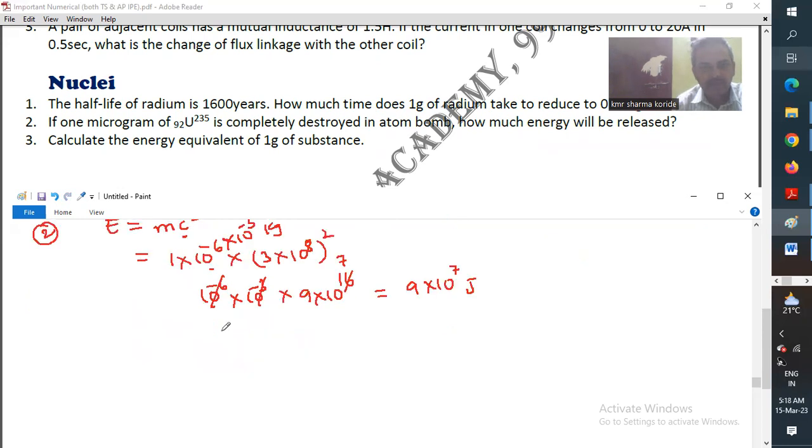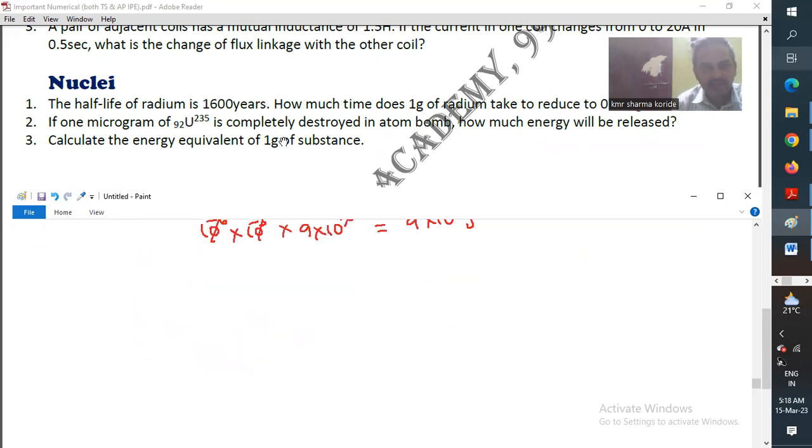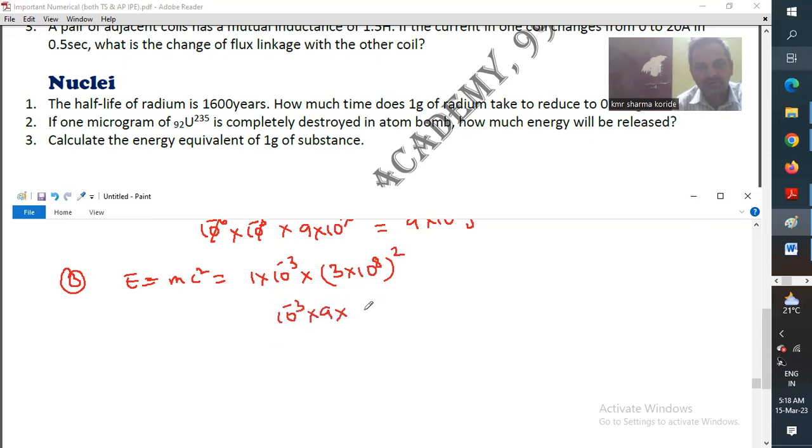So moving to the next question. Calculate the energy equivalent of 1 gram of substance. Same formula, E is equal to mc square. So 1 gram directly given, 10 to the power of minus 3. C is as usual 3 into 10 to the power of 8 whole square. So 10 to the power of minus 3 with 9 into 10 to the power of 16. So this is going to be 13. So the answer is 9 into 10 to the power of 13 joule.